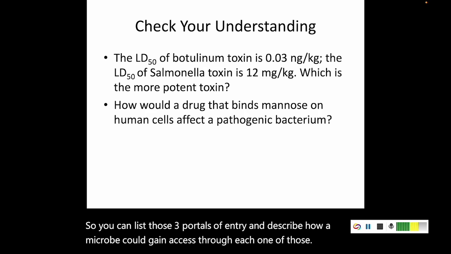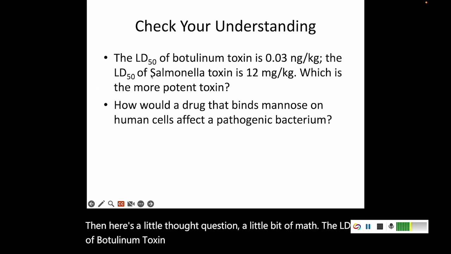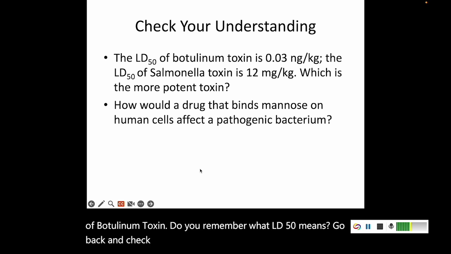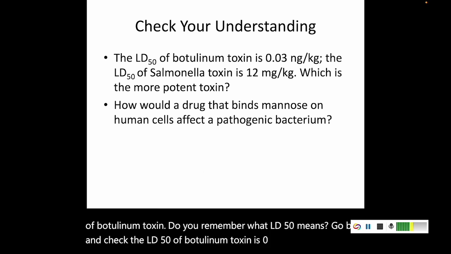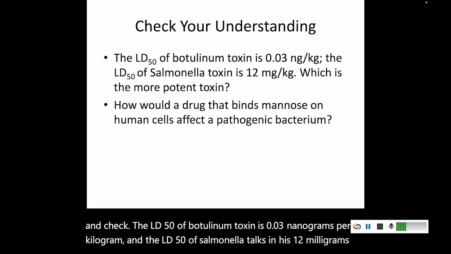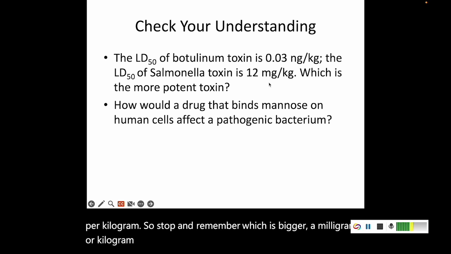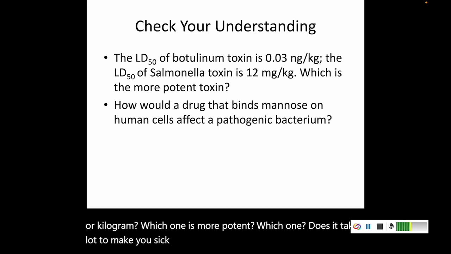Then here's a little thought question, a little bit of math. The LD50 of botulinum toxin, do you remember what LD50 means? Go back and check. The LD50 of botulinum toxin is 0.03 nanograms per kilogram, and the LD50 of salmonella toxin is 12 milligrams per kilogram. So stop and remember, which is bigger, a milligram or a kilogram? Which one is more potent? Which one does it take a lot to make you sick? And which does it take only a little bit to make you sick?